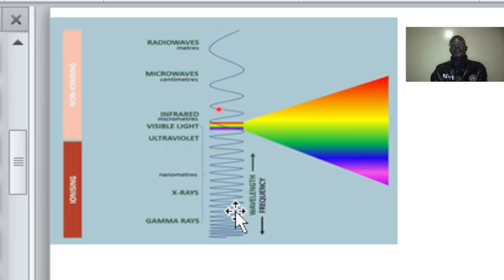Now, another factor that we really need to know is that as much as X-ray and gamma are able to ionize, X-ray has high ionizing power as compared to gamma, whereas gamma has high penetrating power as compared to X-ray.